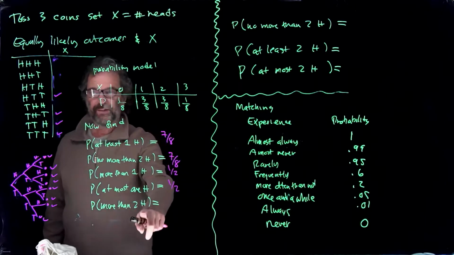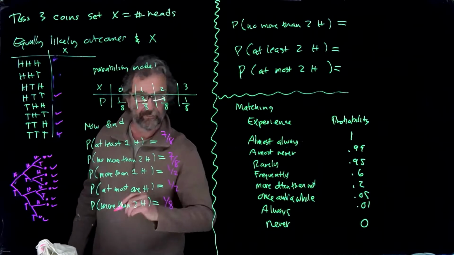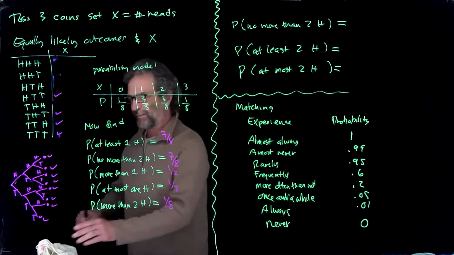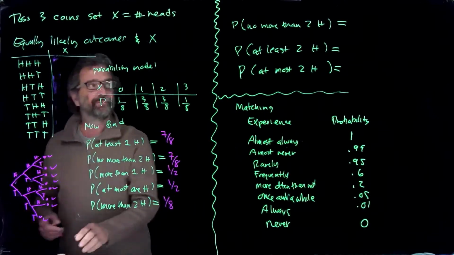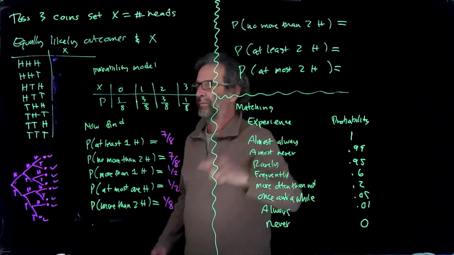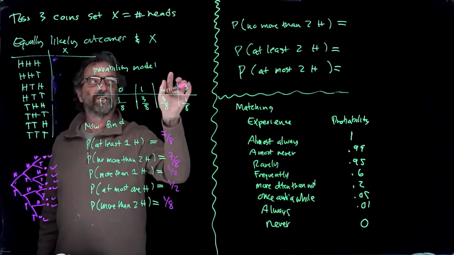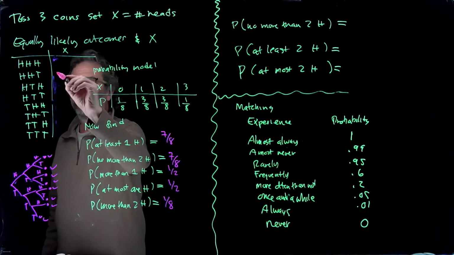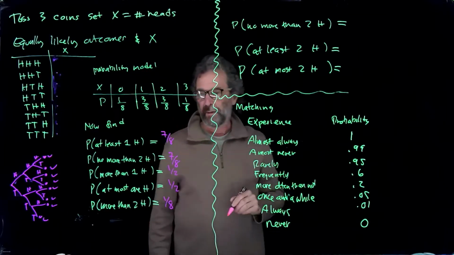More than 2 heads is only 3 heads. There's one of those, 1/8. Okay. And then some more thinking required. I better make space because I don't want to get confused here. Okay. No more than 2. So 2 or less. No more than 2. Sorry, no more than 2. So 2 or less, all of these, right? No more than 2. Looks like 7/8.